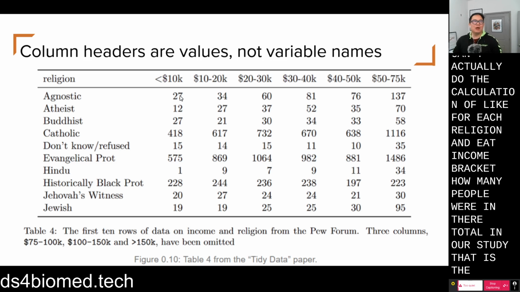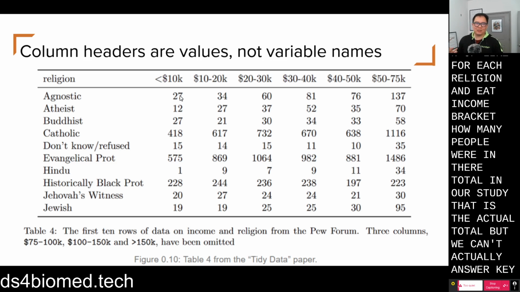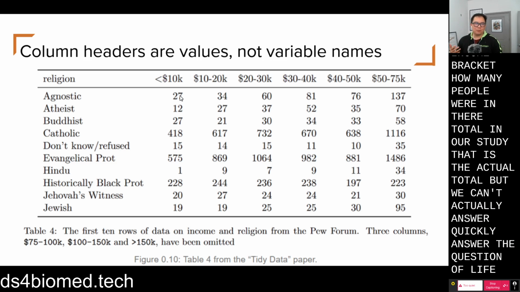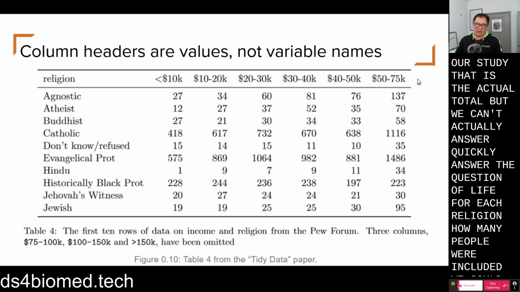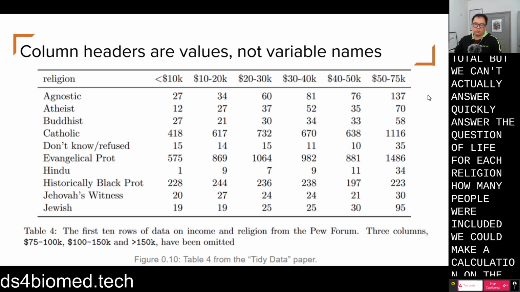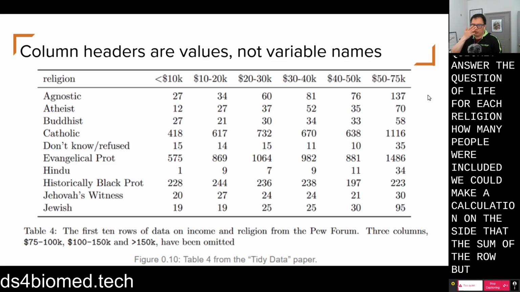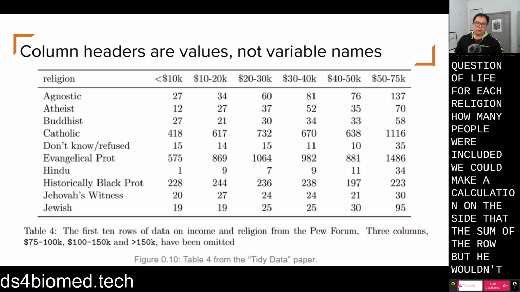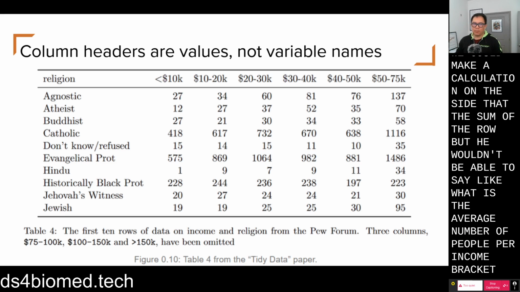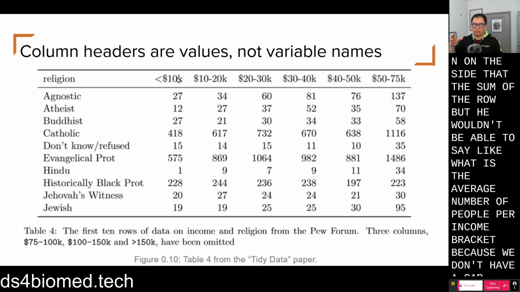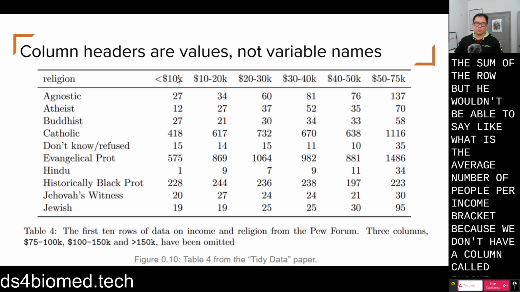That is the actual total. But we can't quickly answer the question of, for each religion, how many people were included. We could make a calculation on the side that's the sum of the row. But we wouldn't be able to say what is the average number of people per income bracket, because we don't have a column called income bracket.